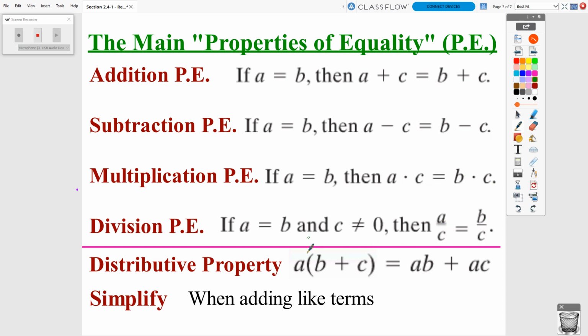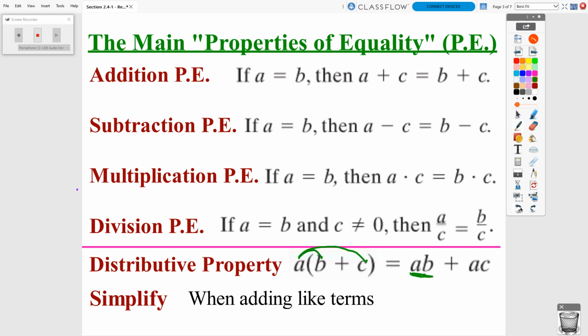And then the distributive property, we multiply this outside term times the 2 terms on the inside separated by the addition or maybe subtraction sign. And then we have A times B plus A times C. And then again, simplifying when we combine like terms.